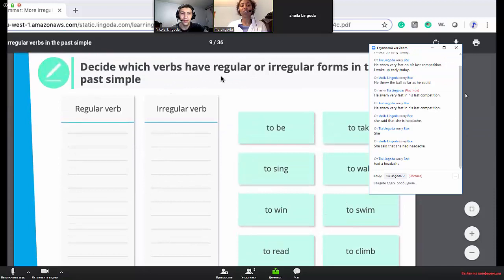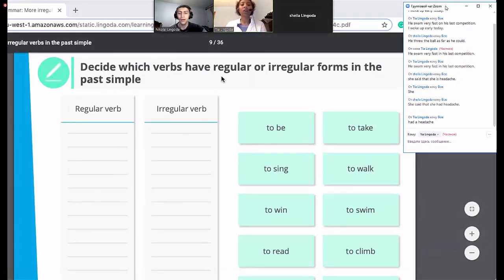Decide which verbs have regular or irregular forms in the past simple. To be, we already know has an irregular form. What about take, Sheila? Irregular. What is the past simple of take? No, this is took. Took is the past simple. It's an irregular verb. So take, took.